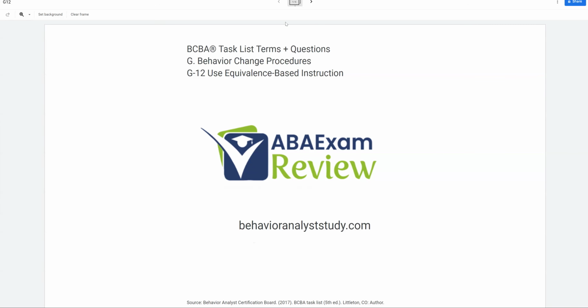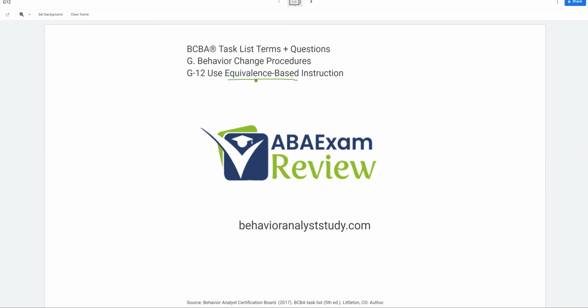All right, welcome back to ABA exam review and the continuation of our BCBA task list series. Today we're continuing behavior change procedures with equivalence-based instruction. Equivalence-based instruction, or G12, is building on stimulus equivalence, which we've already discussed. So stimulus equivalence includes reflexivity, symmetry, and transitivity.